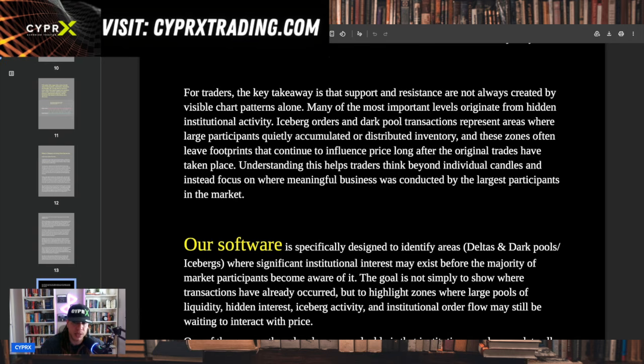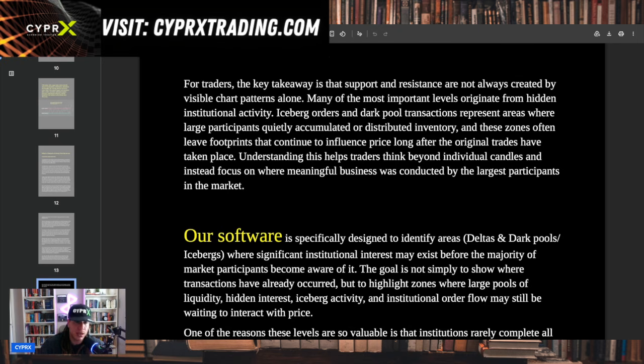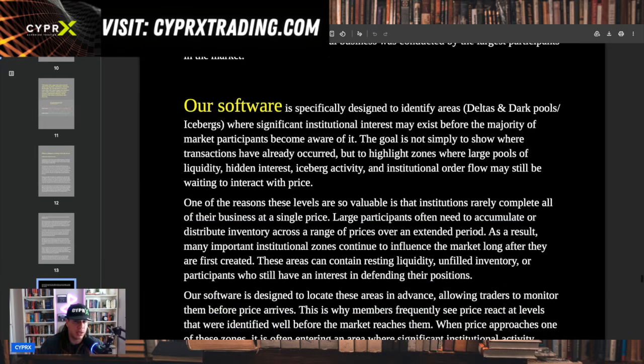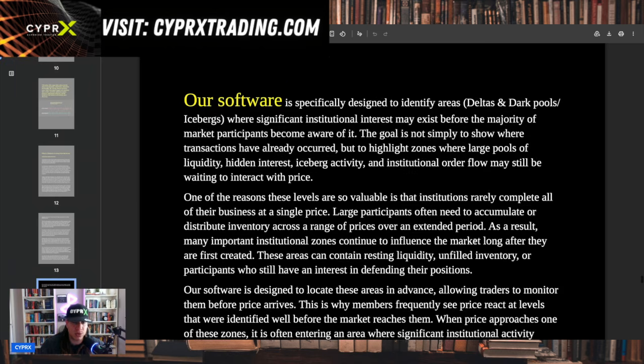Understanding this helps traders think beyond individual candles and instead focus on where meaningful business was conducted by the largest participants in the market. So, breaking down our software, which is specifically designed to identify these areas, deltas and dark pools and icebergs, where significant institutional interest may exist before the majority of market participants become aware of it. The goal is not simply to show where transactions have already occurred, but to highlight zones where large pools of liquidity, hidden interest, iceberg activity, and institutional order flow may still be waiting to interact with price.